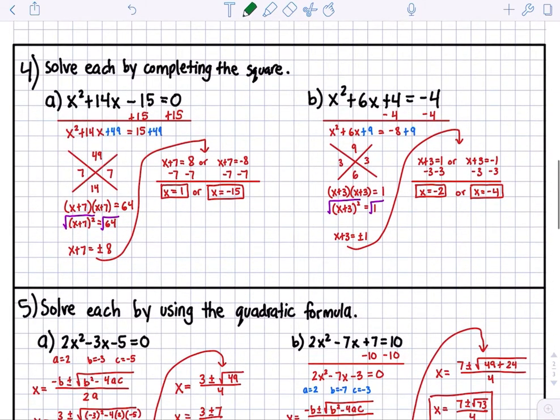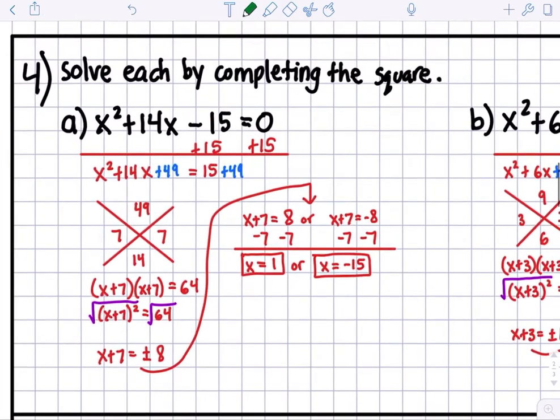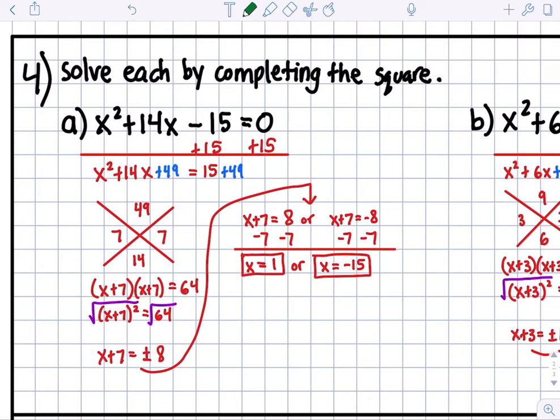Alright, number 4. Again, completing the square, you guys, to solve for the equation. So remember, constants need to go on the right hand side first. So add 15 to both sides.